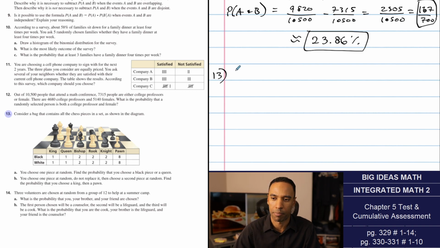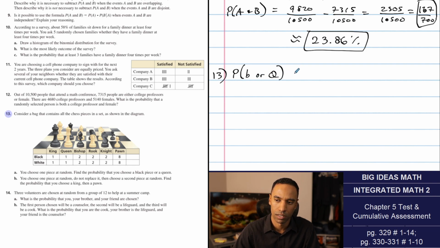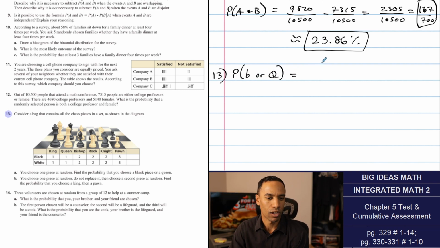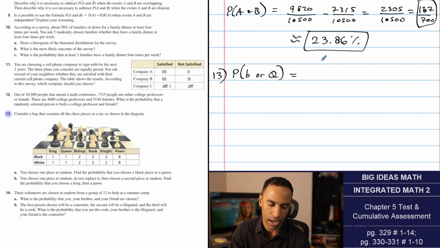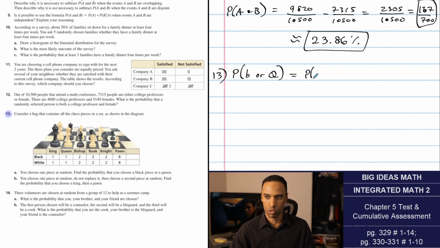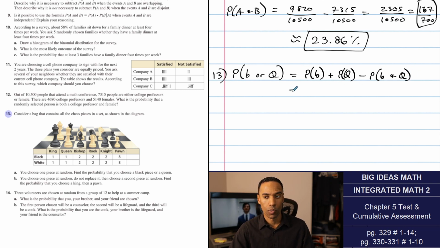Now, there's overlap here, right? Probability of black or queen. I'll just do that. Probability of black or queen. I'll do lowercase for the colors. Probability of black plus probability of queen minus probability of black and queen. There is a black queen in there. So, probability of black, that's half of them, right?